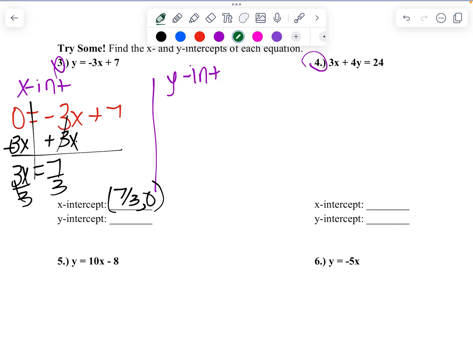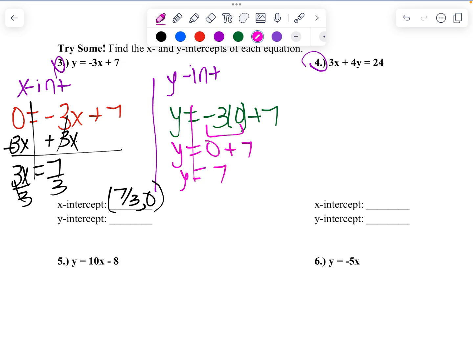For the y-intercept, I'm now taking y equals -3 times 0 plus 7. Y equals -3 times 0 is 0. 0 plus 7 will just be y equals 7. So my y-intercept will be 0, comma, 7.